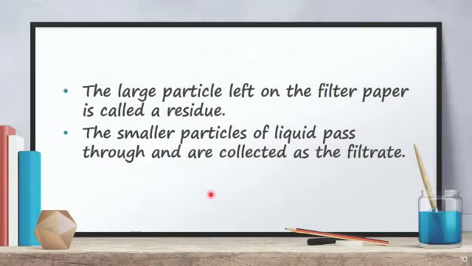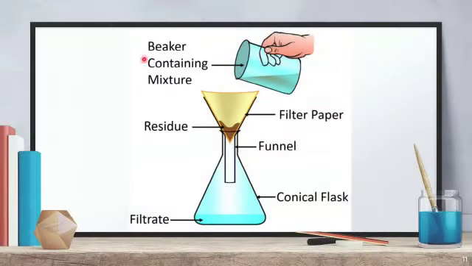The large particles that are left on the filter paper after the process of filtering are called the residue, and the smaller particles of liquid that pass through and are collected are the filtrate. So here is a diagram showing the process of filtration. To do a filtration, you need a filter paper, a funnel, a conical flask, and a beaker which contains a mixture of liquid with some suspended particles that we need to separate.